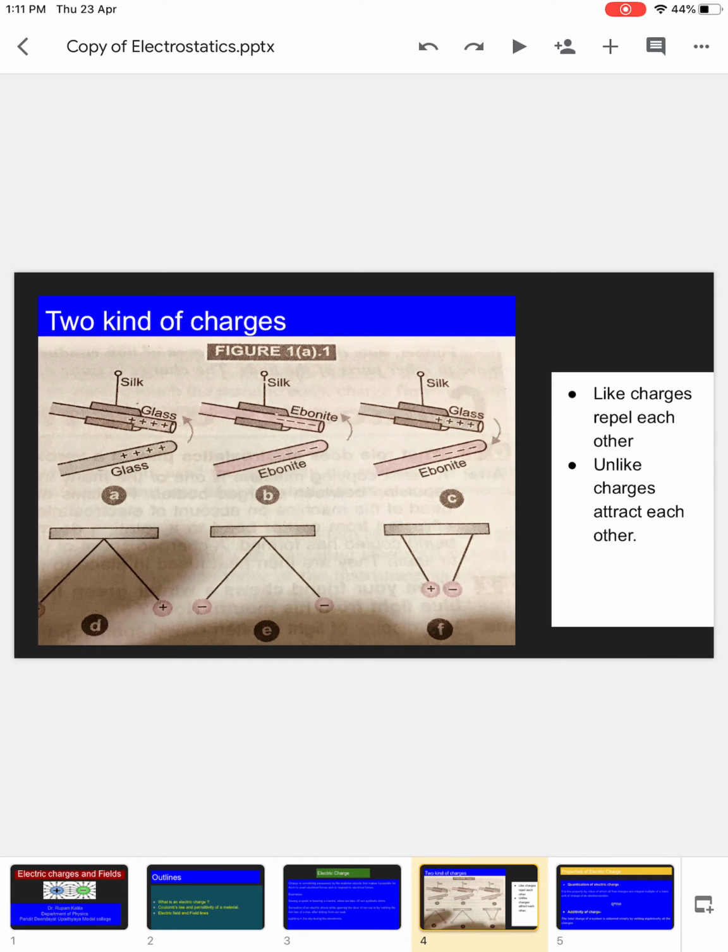Now you consider an ebonite rod, and rub it with the silk. If you consider another ebonite rod rubbed the same way and bring them together, they will again repel each other. But from figure C, it's clear that if you bring the rubbed glass rod and the ebonite rod together, they will attract each other. So from this experiment we can say that there are two types of charges, one positive and one negative. The concept is that like charges always repel and unlike charges always attract. That means positive charges will repel each other, and positive and negative will attract each other.